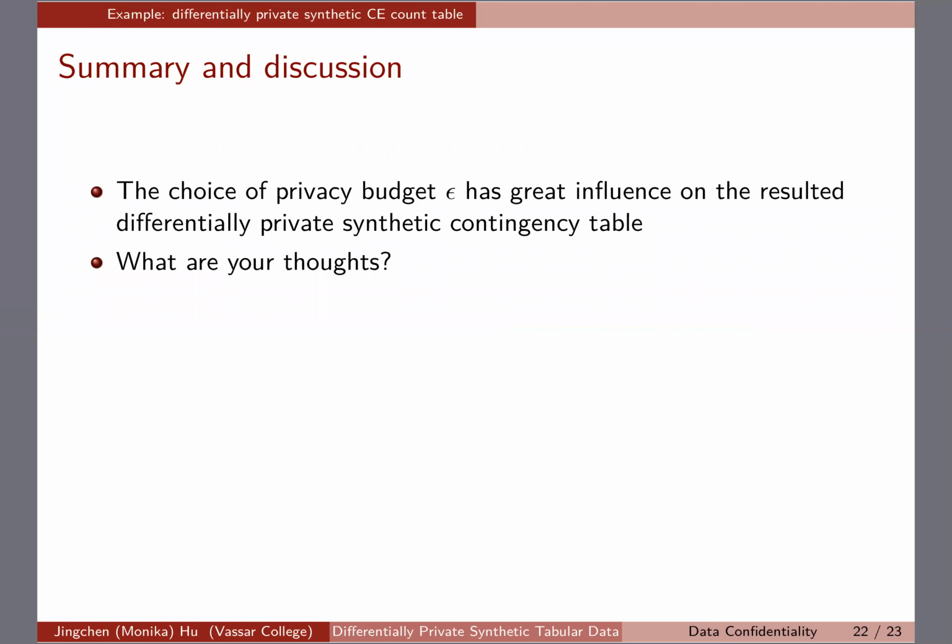in the slide, I didn't show you different privacy budget values. But the privacy budget will have great influence on the result of a differentially private synthetic contingency table. And I want you to make some educated guess based on your understanding, maybe not so much from today, but from the previous 2 weeks, about how the choice of privacy budget epsilon is affecting the utility and why.